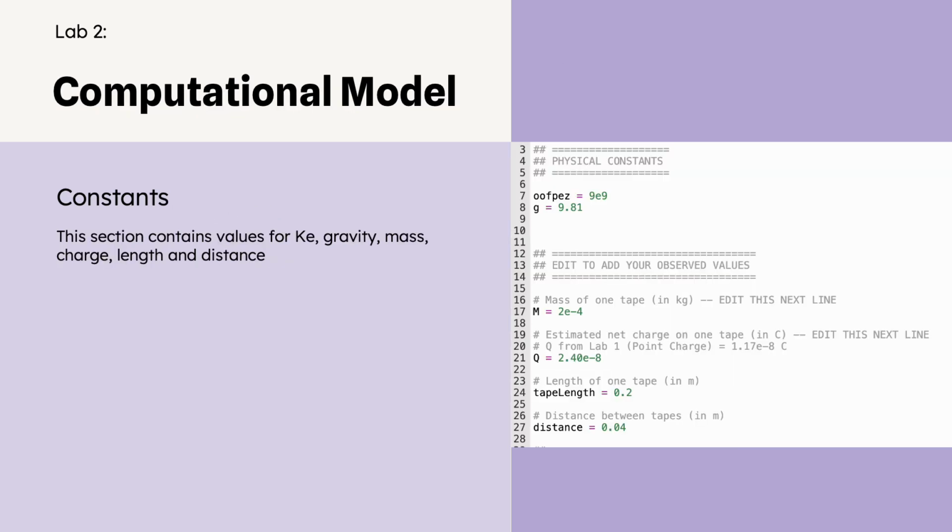Moving on to our computational model, this section contains constants such as Ke, which is 1 over 4 pi epsilon naught, or 9E9, gravity, mass, charge, which we found in our actual experiment, seen here, length and distance of those tapes.